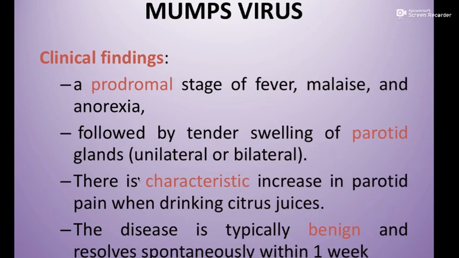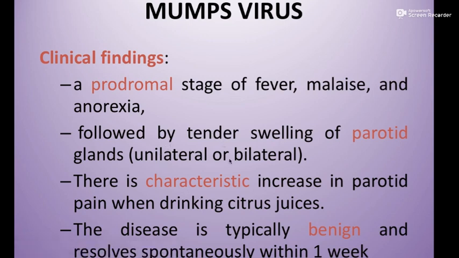Clinically, there is prodromal stage. شو يعني prodromal stage? It is the stage at the initially before parotid gland enlargement. لحيصير only fever, malaise and anorexia. Followed by tender swelling. إذن لحيصير بها tenderness. Tenderness شنو يعني? Painful on palpation. Tenderness هي تفيدكم clinically. Painful on palpation. Tender swelling of the parotid gland.